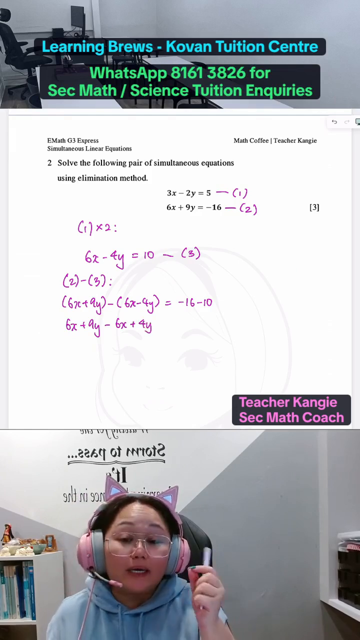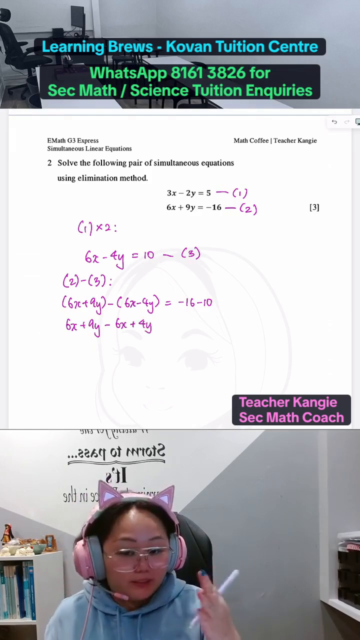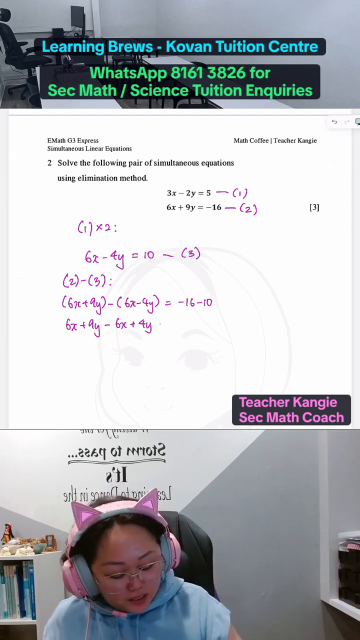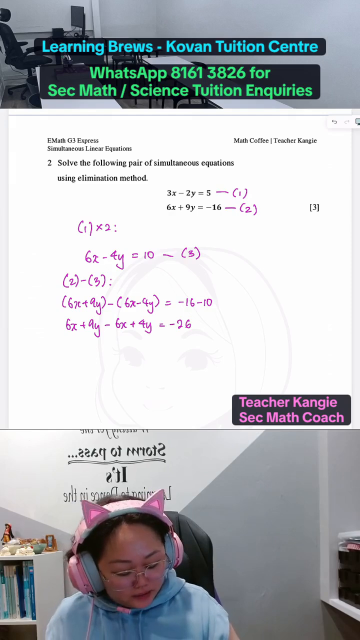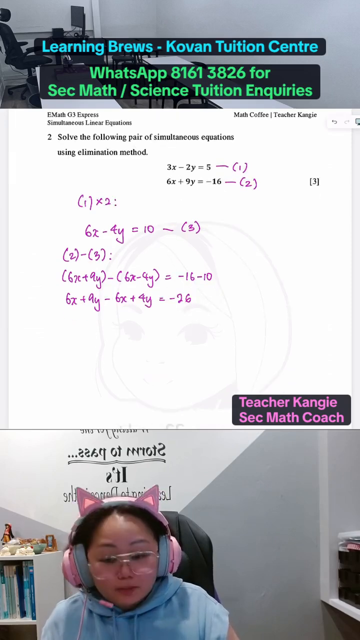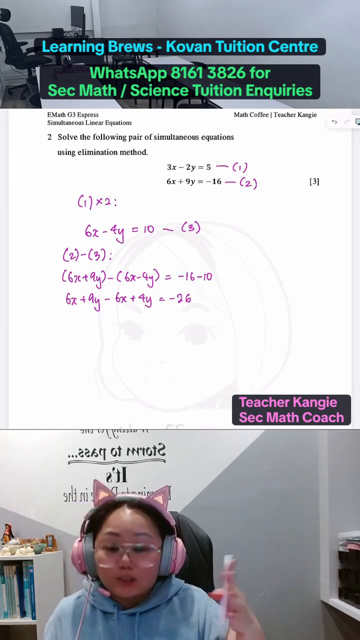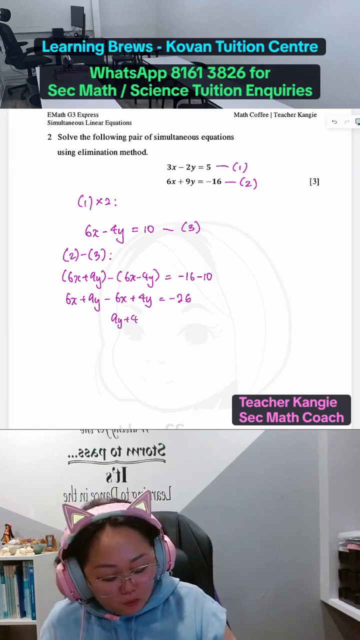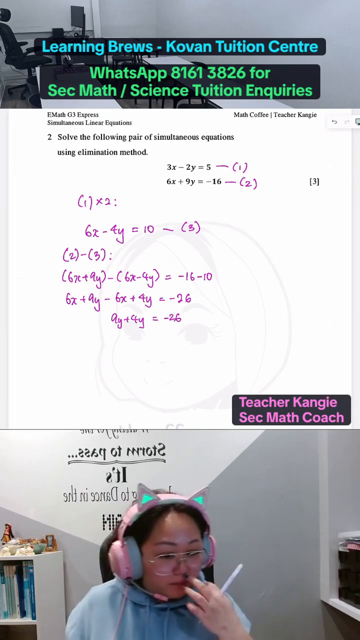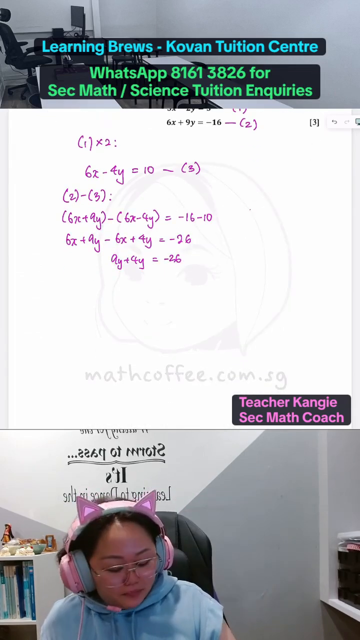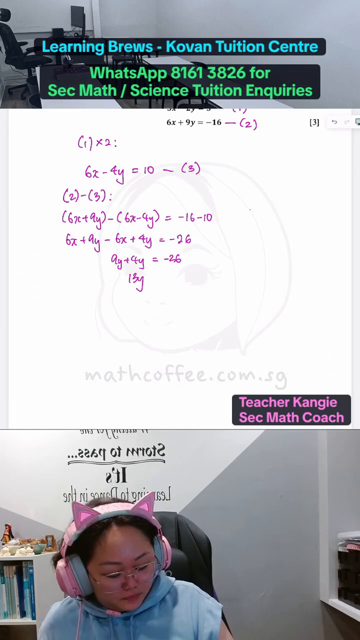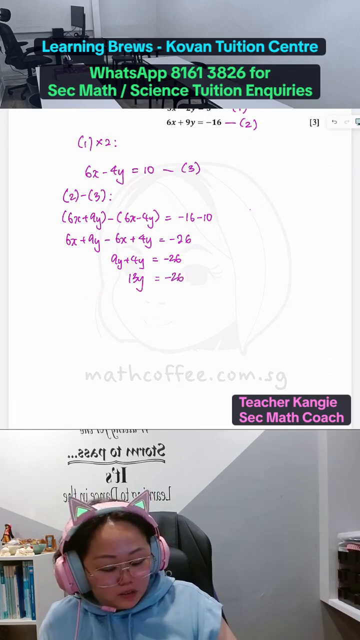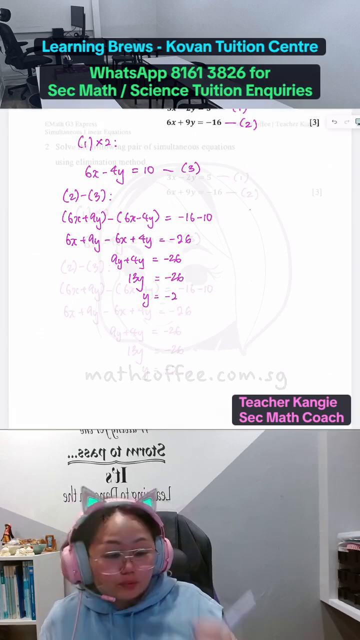This is the critical part whereby most students will make a mistake. That is why when you subtract, please put the bracket. And then the right side becomes minus 26. So 6x minus 6x of course will disappear because that was our initial intention, correct? Now I'm left with 9y plus 4y equals negative 27. So it becomes 13y equals minus 26. So y is equal to minus 2.